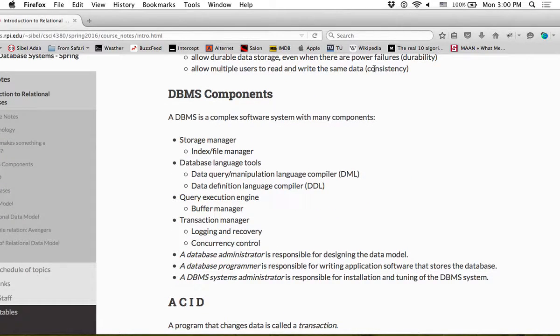So we talked about the database administrator as the person who designs the data model. The database programmer is the person who writes the SQL and other applications. And the database systems administrator is basically a person who installs and tunes a database.